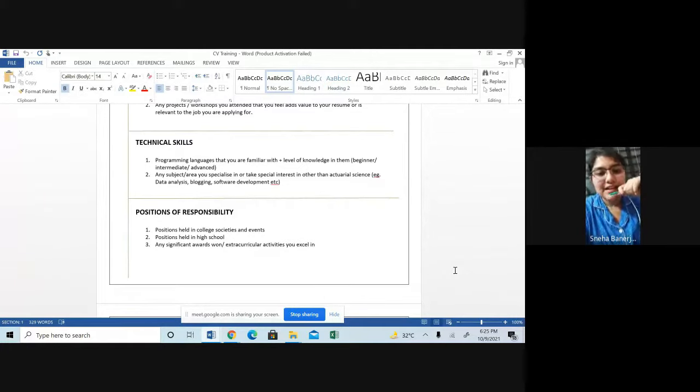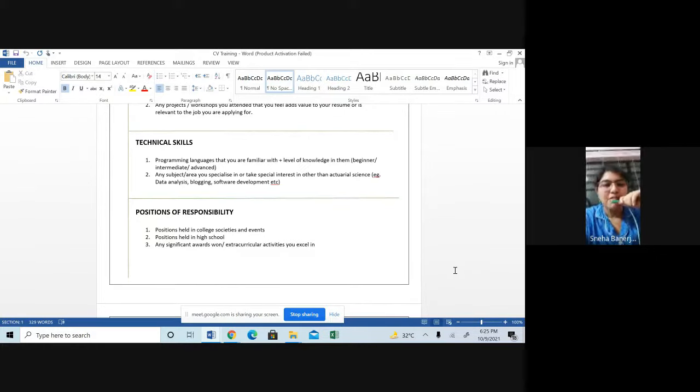Like, if there are any extracurricular activities that you're good at, sports that you've played at the national level or state level, and positions that you held in your college as a college society, like maybe the secretary or the vice president of some event that you organized, or positions that you held in high school. So basically your organizational skills and your leadership skills and anything else that you want to highlight apart from your actual skills. So this was the segment about the content, about what you must mention.